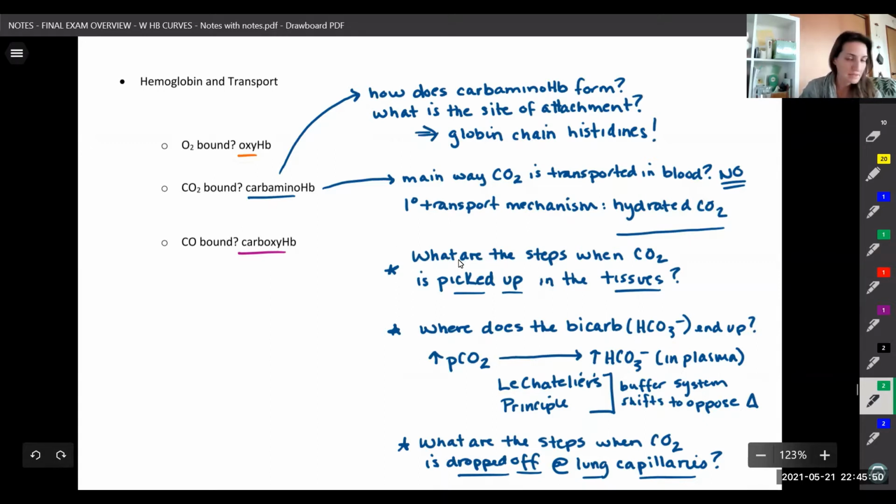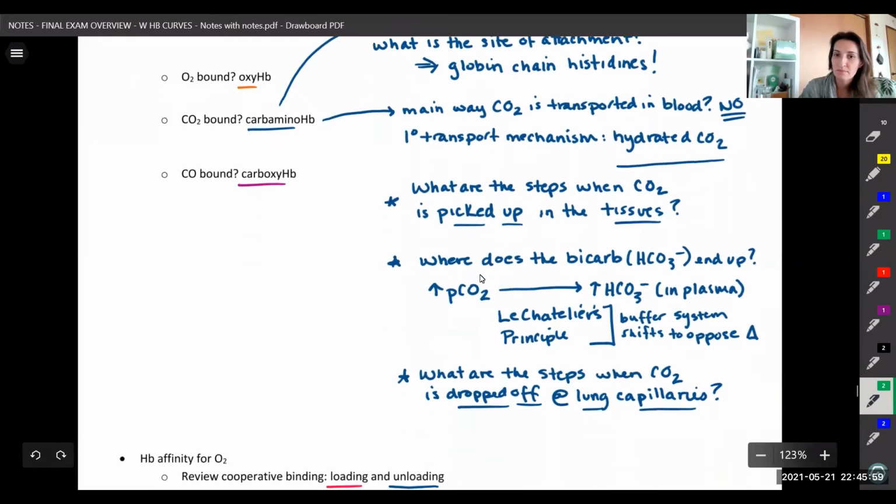Now, sticking with this general information about transporting CO2, I ask, what are the steps when CO2 is picked up in the tissues? And so you want to run through those steps here. The CO2, when it's being picked up by the tissues, is diffusing into the plasma. And in the plasma, various things can happen to it. The primary thing that happens is that it undergoes this hydration. But a portion of that CO2 will diffuse into the red blood cells, and various things can happen there to help it be moved and transported, but it's primarily going to be hydrated there.